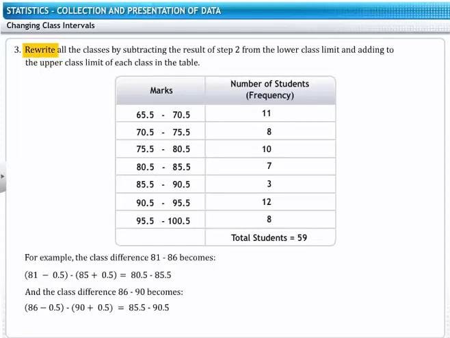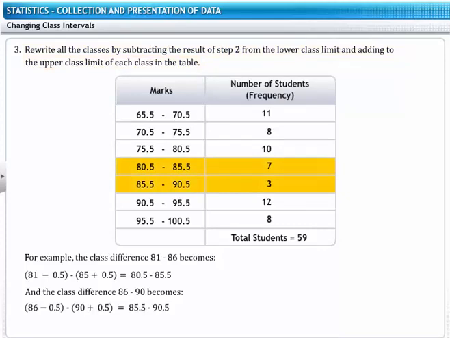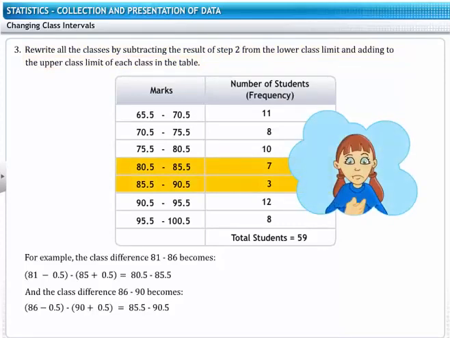Now, rewrite all the classes by subtracting the result of step 2 from the lower class limit and adding it to the upper class limit of each class in the table. See how the table changes. The problem is still not fully solved. Note that 85.5 appears in two classes of the table. So where does this student's marks fit in?